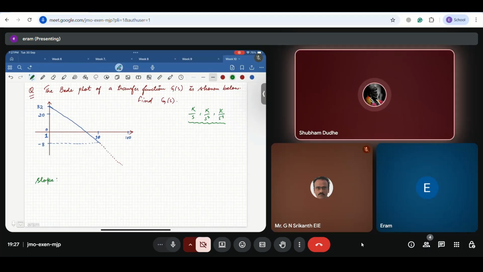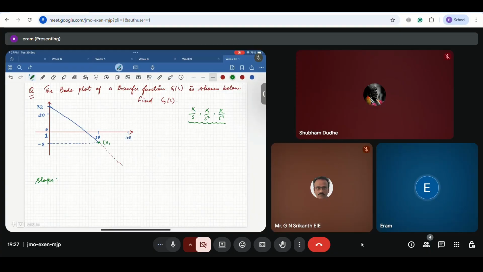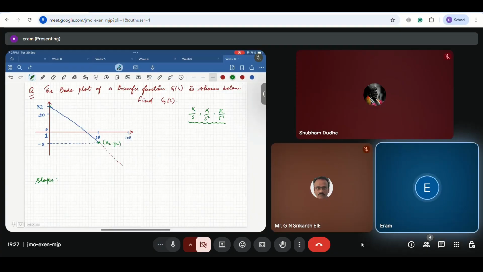Slope is (y2 minus y1) upon (x2 minus x1). So let's give this point as x2, y2 and this point as x1, y1. What is y2? It is minus 8, and y1 is 32.